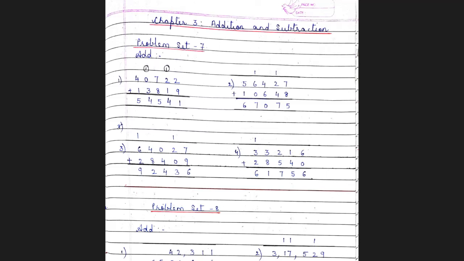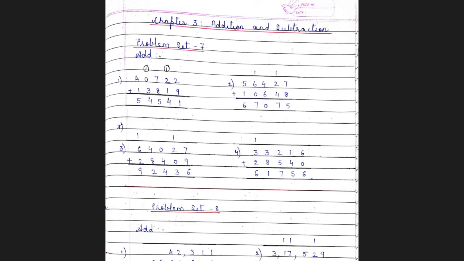Second question, same method, 8 plus 7, 15, 5 carry over 1, 4 plus 2, 6 plus 1, 7, 6 plus 4, 10, 0 carry over 1, 6 plus 1, 7 plus 0 is 7, 5 plus 1, 6, 67,075. So the same method you have to do the next two questions, 3 and 4. I have solved it for you. Hope you understood, and then you will write it in your classworks.